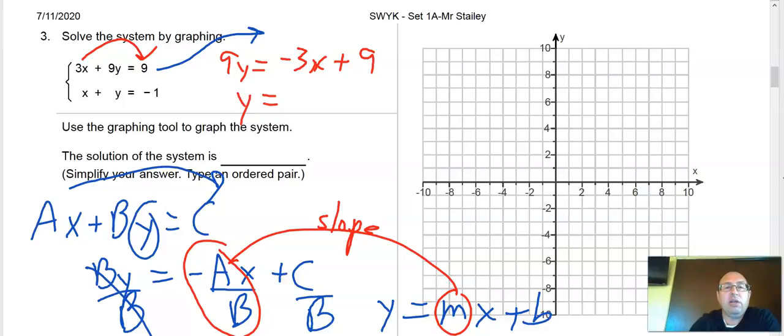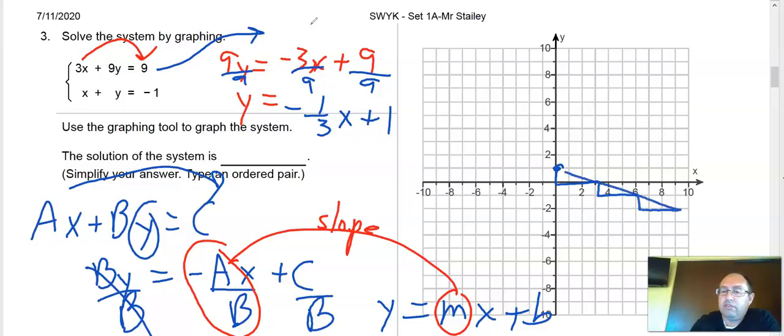Now, if I divide everything by 9 there, I am hoping that you see that we can reduce this to negative 1/3 x plus 1, right? So we know that it's got a positive y-intercept, and it goes down 1 over 3, down 1 over 3, down 1 over 3. And so we have this shape right here, and hopefully I did enough.